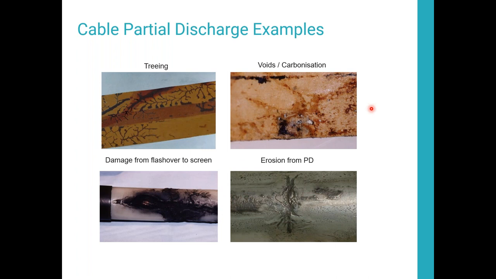Some examples of cable partial discharge. Electrical treeing in the insulation. Voids, carbonization, white ash forming, voids formed. Obvious damage from a flashover to the screen. Burn through. A hole, a divot created in the cable. We've got some pretty decent erosion of the insulation here. And then erosion in the cable from PD itself. So long-term slow erosion and development through the cable.